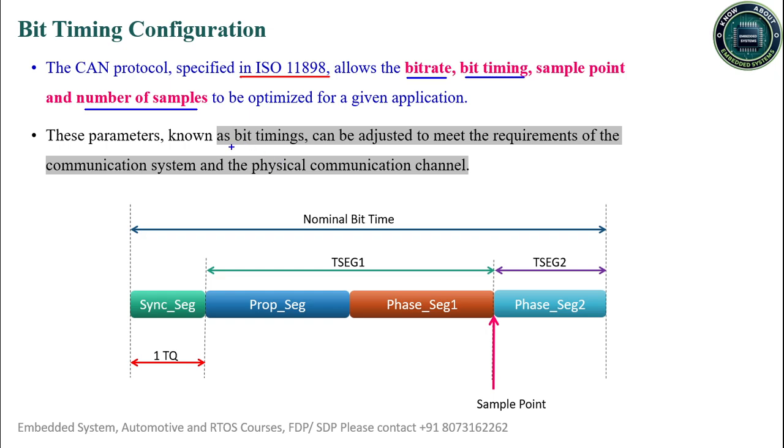The bit timing can be adjusted to meet the requirements of the communication system and the physical communication channel. Try to understand this statement here. That means if you want to achieve a little more speed or a little more synchronization, it is possible with the help of these parameters. For that purpose we're going to use bit timing and configuration.